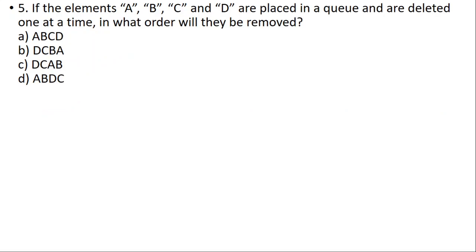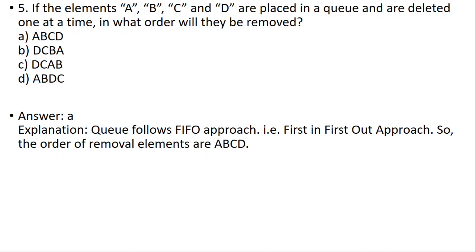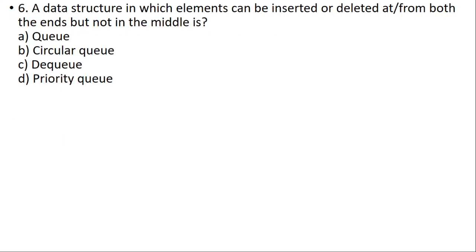Fifth question, if the elements A, B, C and D are placed in a queue and are deleted one at a time, in what order will they be removed? Queue is based upon the first in first out principle. The answer is A, B, C, D. Queue follows first in first out approach. So the order of removal of elements is A, B, C, D.